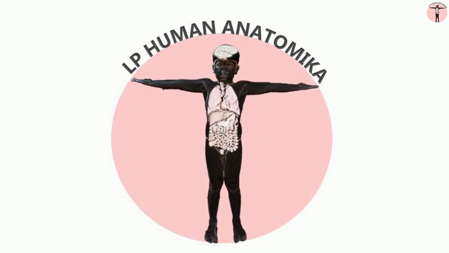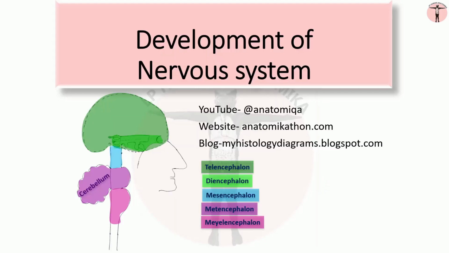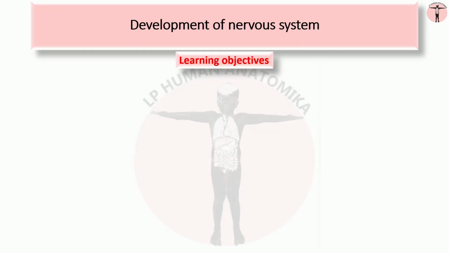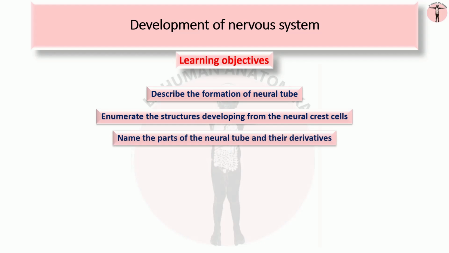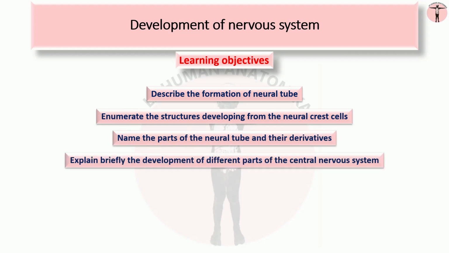Welcome back to Anatomiqa. In this session, we will be discussing the development of the nervous system. The learning objectives of this session are: describe the formation of the neural tube, enumerate the structures developing from the neural crest cells, name the parts of the neural tube and their derivatives, explain briefly the development of different parts of the central nervous system.